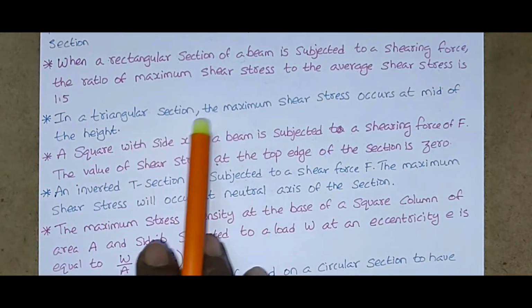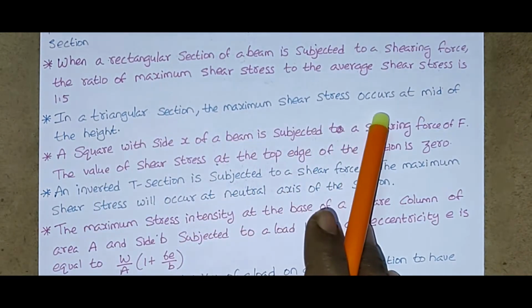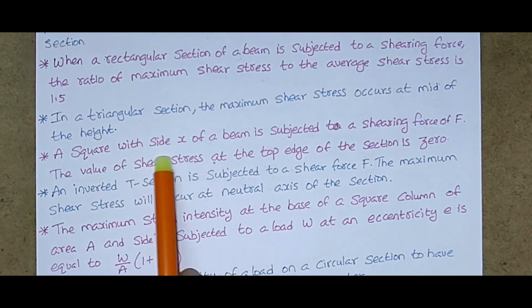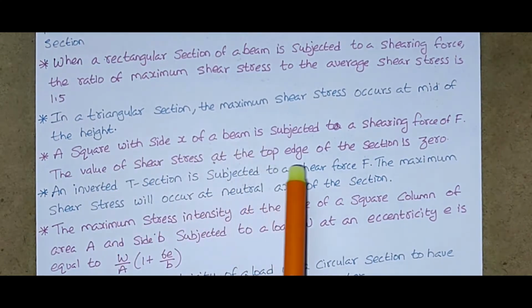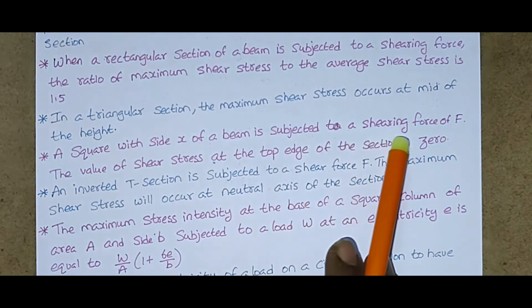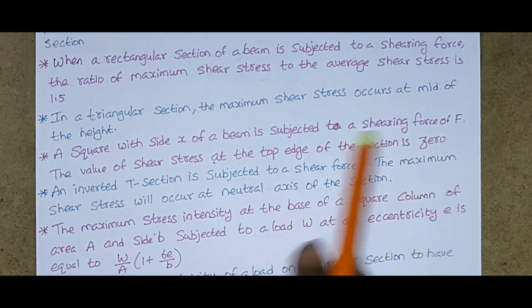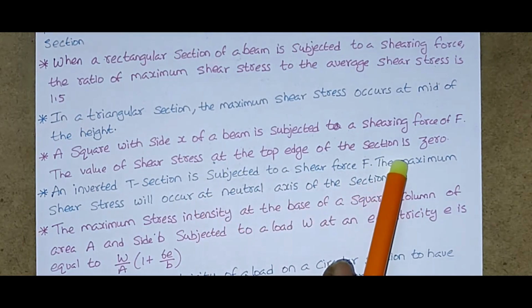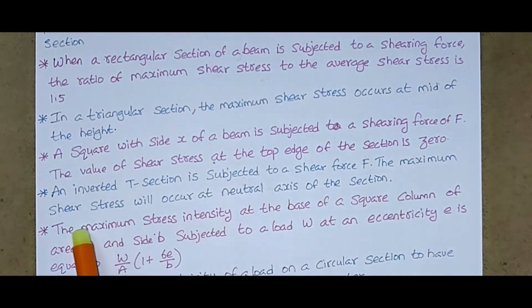In a triangular section, the maximum shear stress occurs at mid of the height. A square with side x of a beam is subjected to a shearing force of F. The value of shear stress at the top edge of the section is 0. An inverted T section is subjected to a shear force F. The maximum shear stress will occur at the neutral axis of the section.